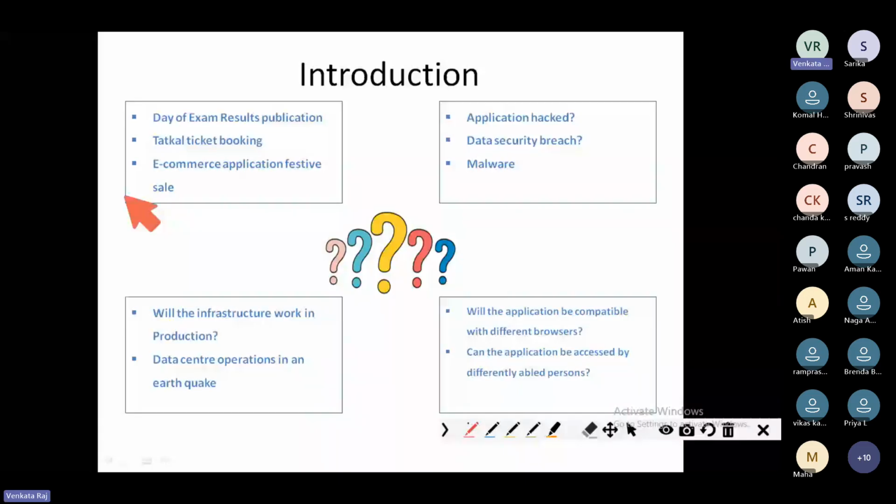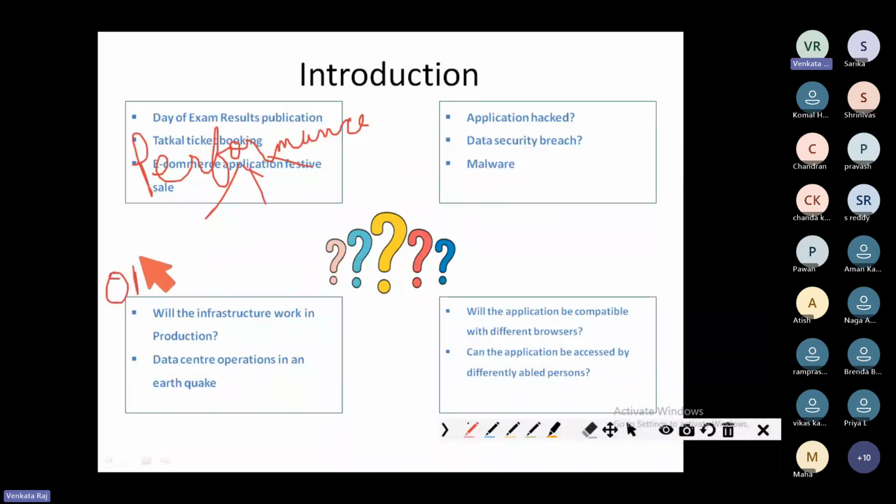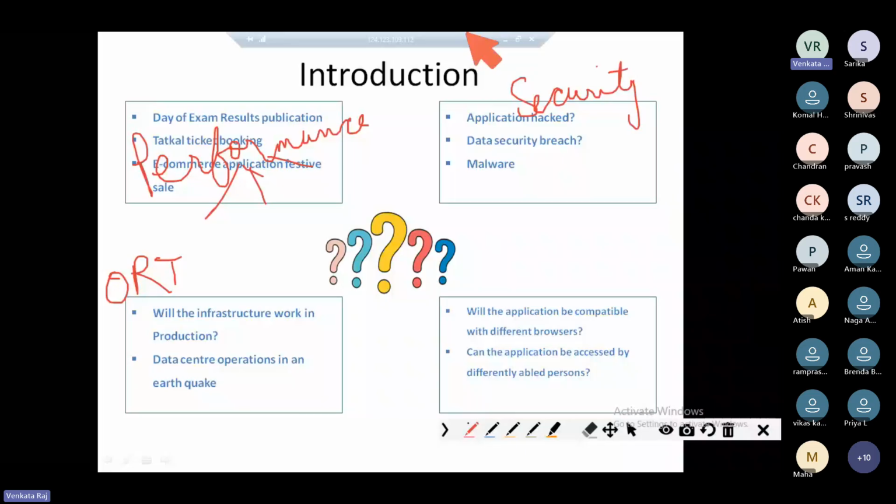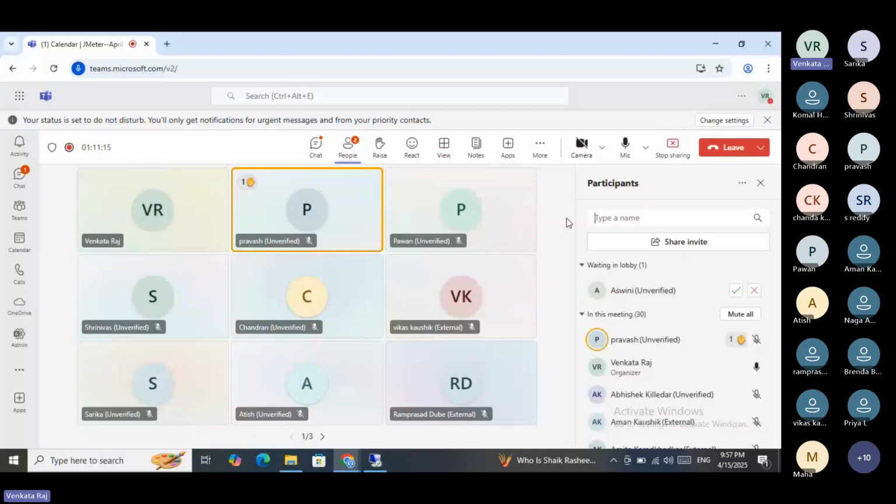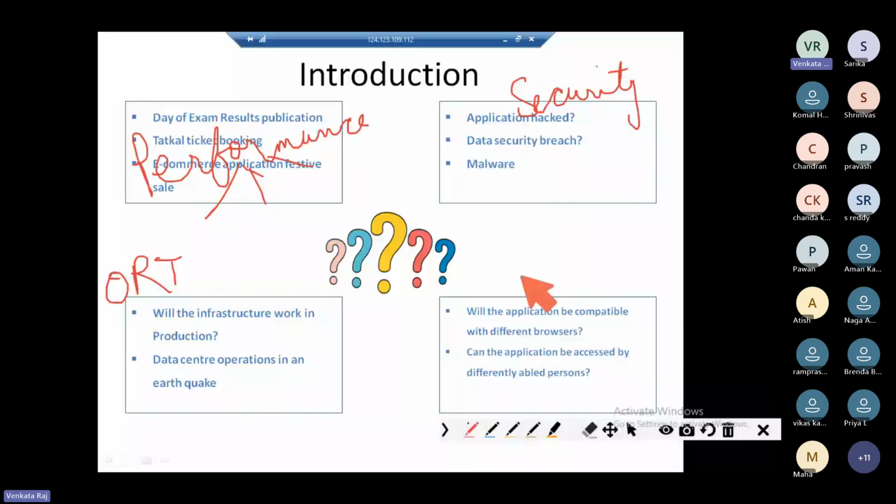So this is basically performance. Some answers I got are load and spike; they all are subsets, guys, of performance. Understood? This is operational readiness, ORT, or operational acceptance. This is security. And then we have browser compatibility and accessibility, guys.